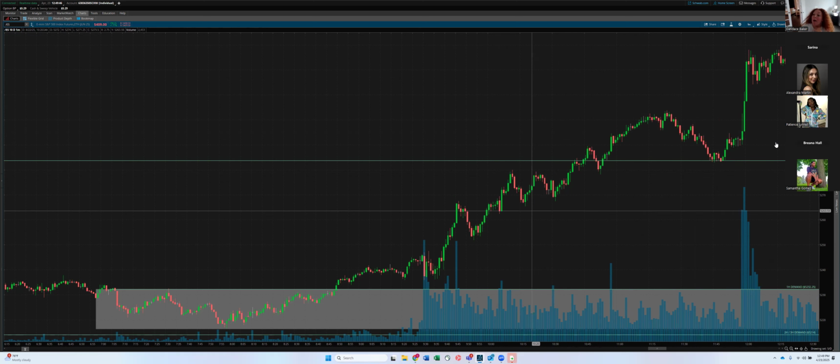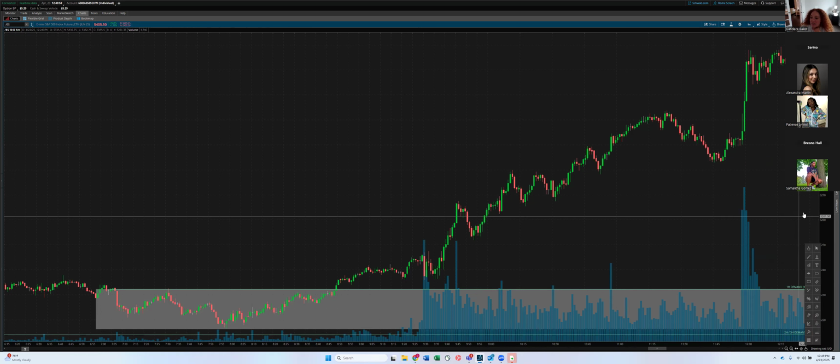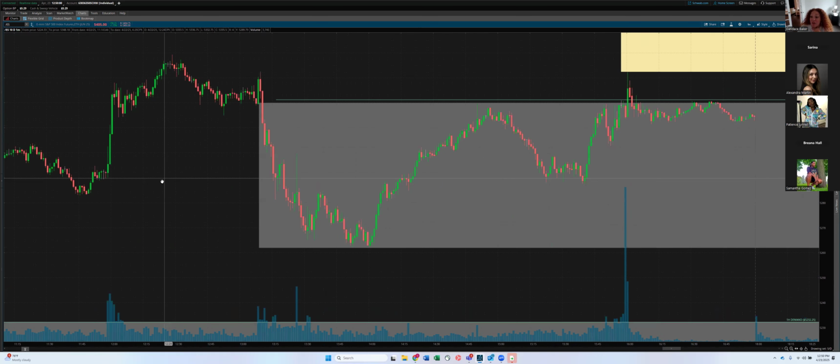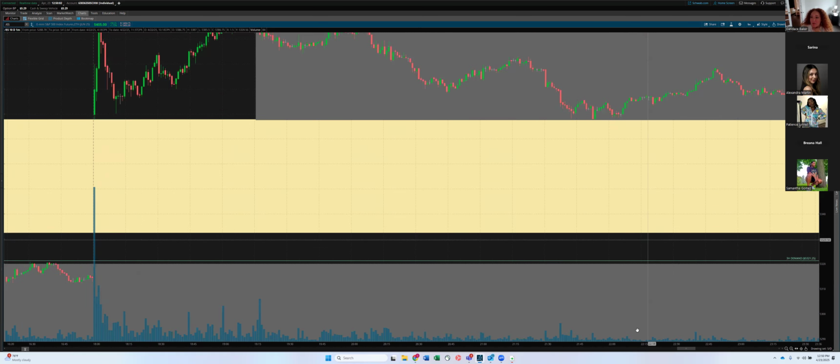It took like an hour. But this would be an example of movement I don't like to see coming into a zone. If it starts chopping right around the zone, that's me thinking, okay, they're not serious about this level. Because if they were serious, they wouldn't be chopping around it.